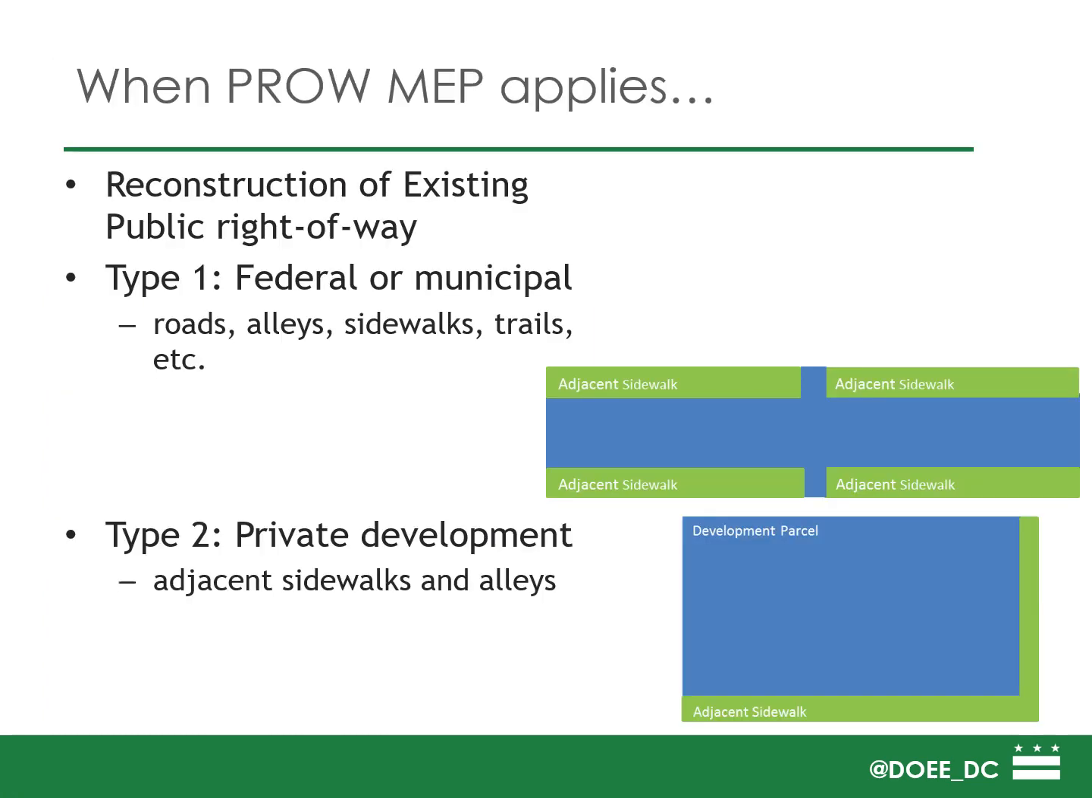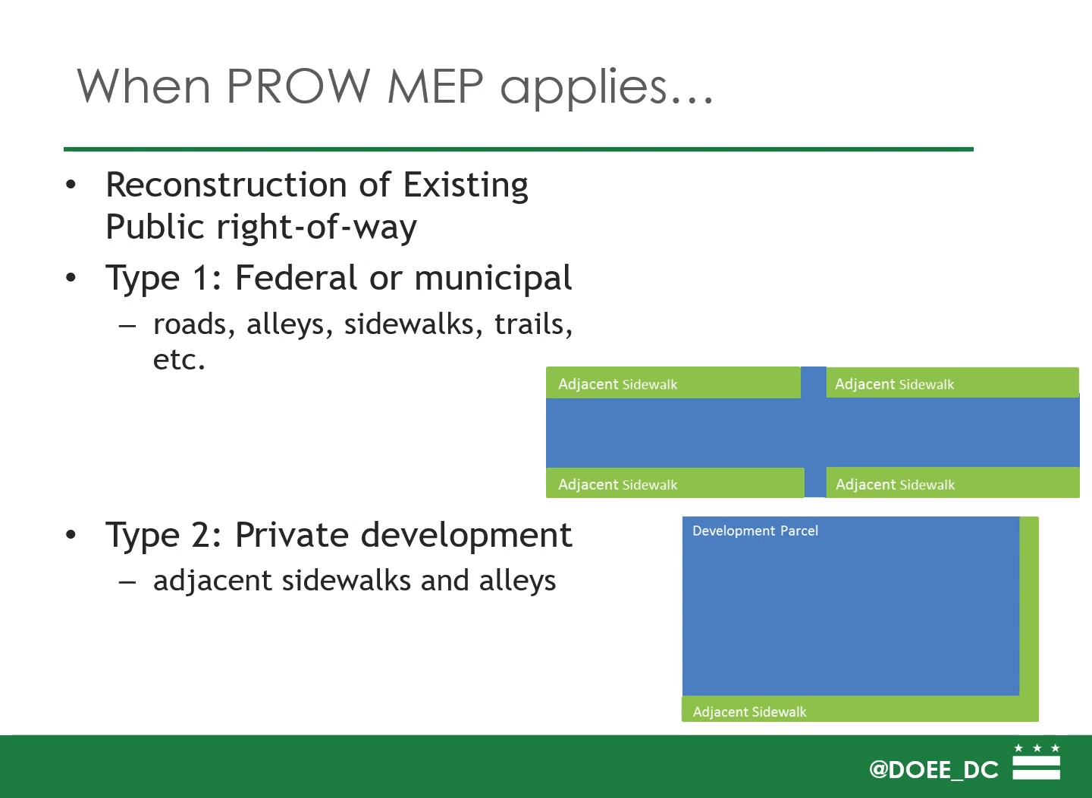So there are two cases where we have reconstruction in the public right-of-way. There are projects that we consider type 1 projects, where this is reconstruction of an existing public right-of-way and that's the entire scope of the project, right? This is generally a federal or a municipal project where they're reconstructing a roadway, an alley, a sidewalk, a trail, that sort of thing.